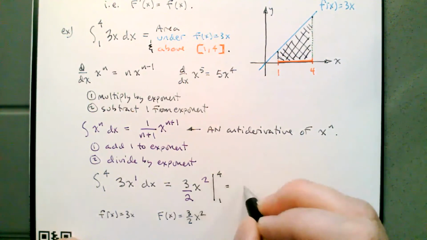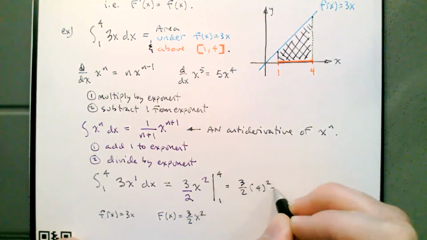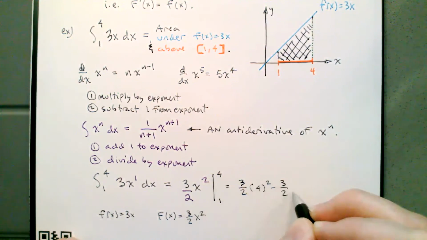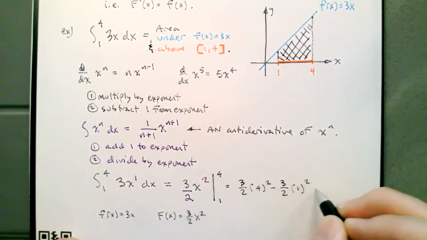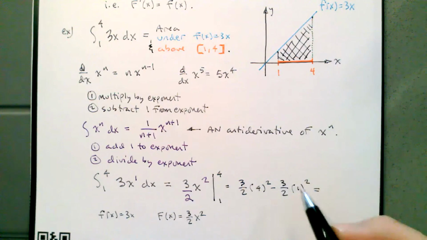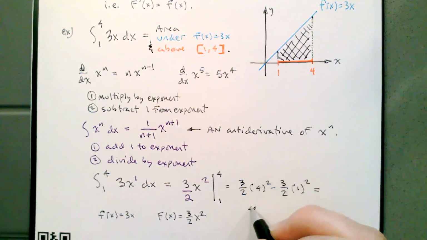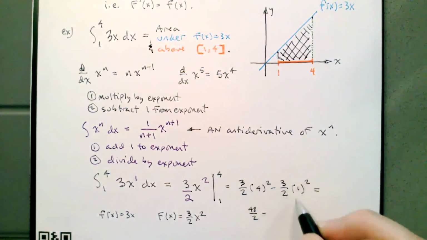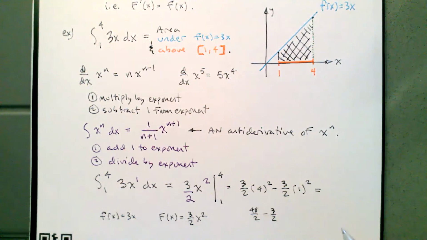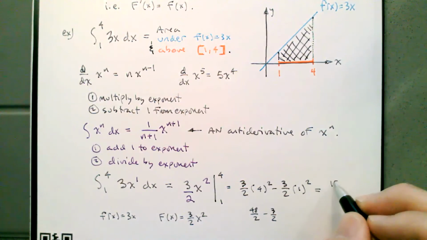That means plug in the 4 and then plug in the 1 and subtract. So I've got 16 times 3 is 48 over 2 minus 3 over 2. And so 48 minus 3 is 45 over 2.